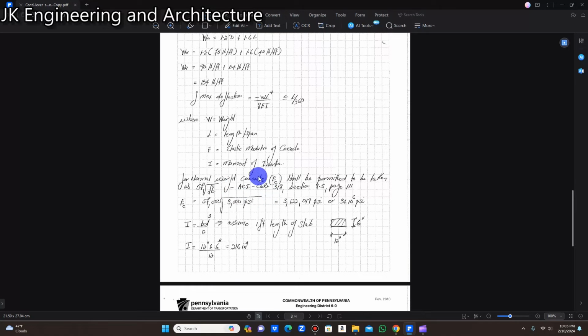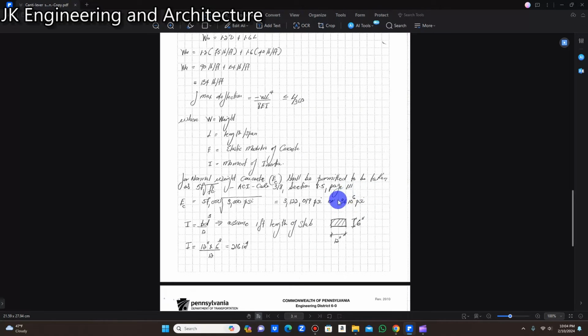Alright, so for normal weight concrete, the elastic modulus shall be permitted to be taken as 57,000 times the root of the compressive strength of concrete, and that is governed by ACI code 318 section 8.5 page 111. So I'm using a compressive strength of concrete of 3,000 psi. When I find 57,000 times the square root of 3,000 psi, the result is 3,122,019 psi, or 3 times 10 to the 6 psi.